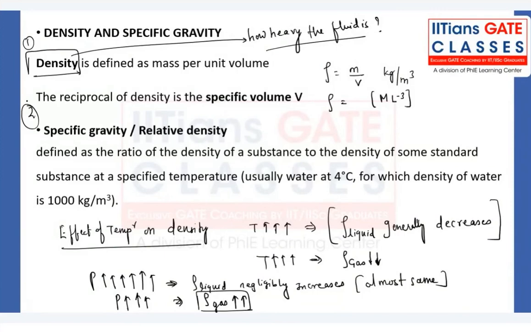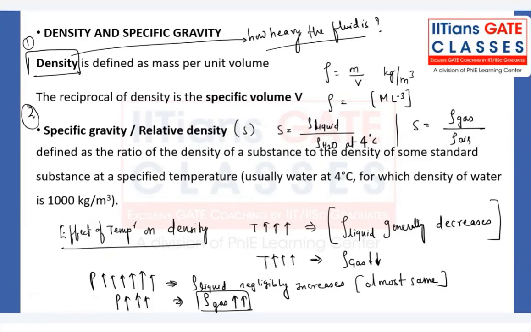What do you mean by relative density or specific gravity? We denote it generally by S. S is what? Rho of any fluid to rho of, for liquids I would say here, water. Rho of liquid to rho of water at 4 degrees centigrade, because at 4 degrees centigrade the water has the highest density. And for the gases, the rho of any gas to rho of what? Air. Getting my point?